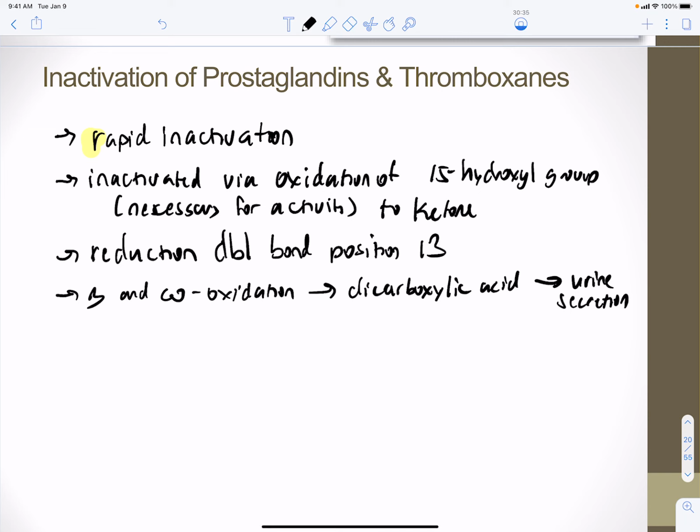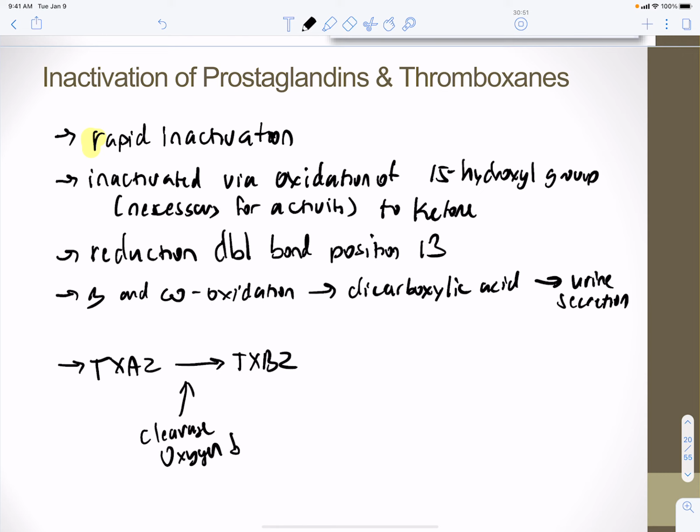You also have your thromboxins. So your thromboxin A2 rapidly becomes thromboxin B2. And this is going to be due to a cleavage of that oxygen bridge. And so A2 is the active form, and B2 is inactive. And it'll just be secreted.